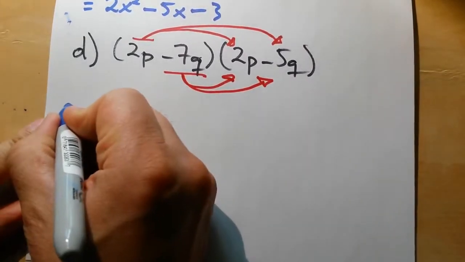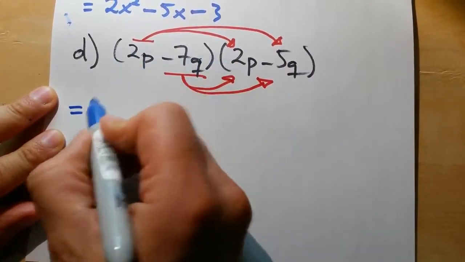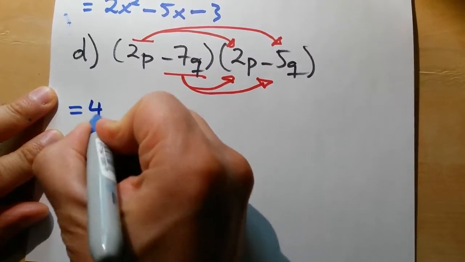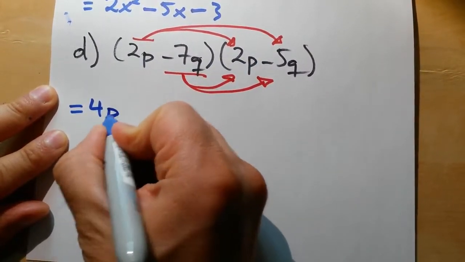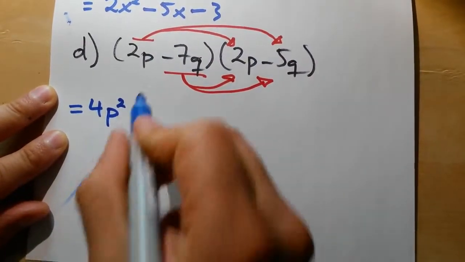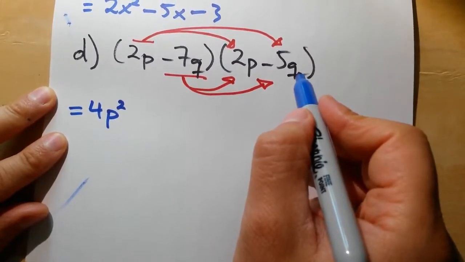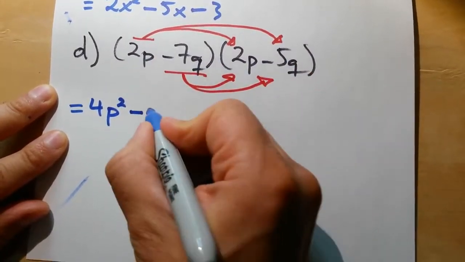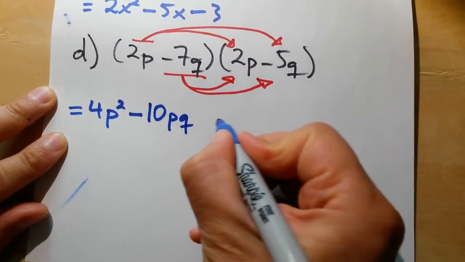So now let's look at this. 2p times 2p, positive times positive, positive. 2 times 2, 4. Let's start with the constants first, and then the variables. p times p, p squared. Remember, you add the exponents. There's a 1 there, there's a 1 there, implicitly, even though we don't write it. Okay, 2p times negative 5q. Positive times negative, negative. 2 times 5, 10. p times q, pq.